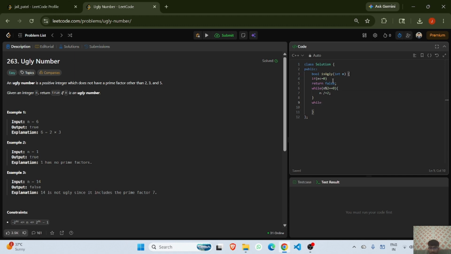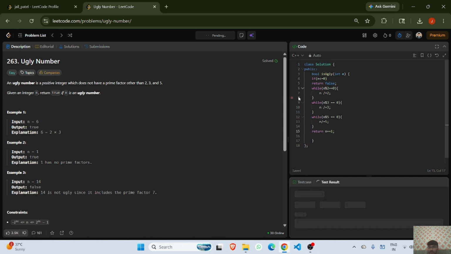While n modulus 3 equals 0, n equals n divided by 3. While n modulus 5 equals 0, n equals n divided by 5. Then return n equals 1. Here is the code.